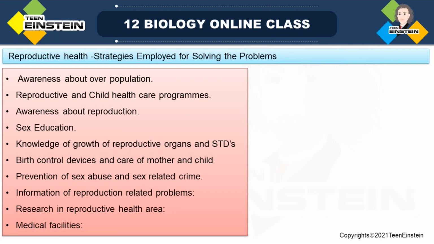Then everyone should get involved in such programs to give information about a reproductively healthy society in awareness programs. All are responsible in that. Next is sex education.